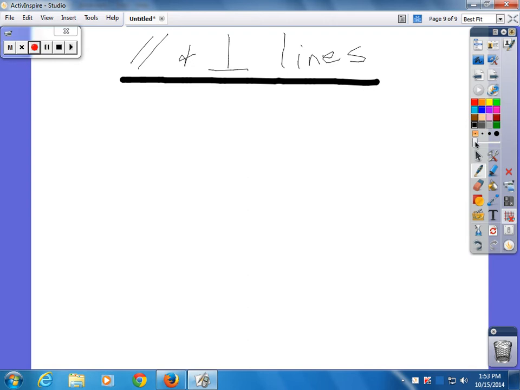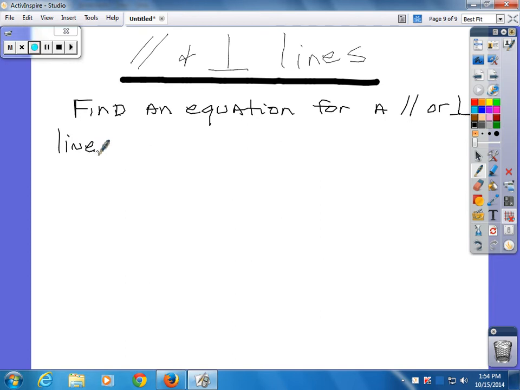All right, they're going to say find an equation for a parallel or perpendicular line. It'll ask for one, but I'm going to show you both. For a parallel or perpendicular line with the equation y is equal to 2x plus 3, going through the point 4, 6.